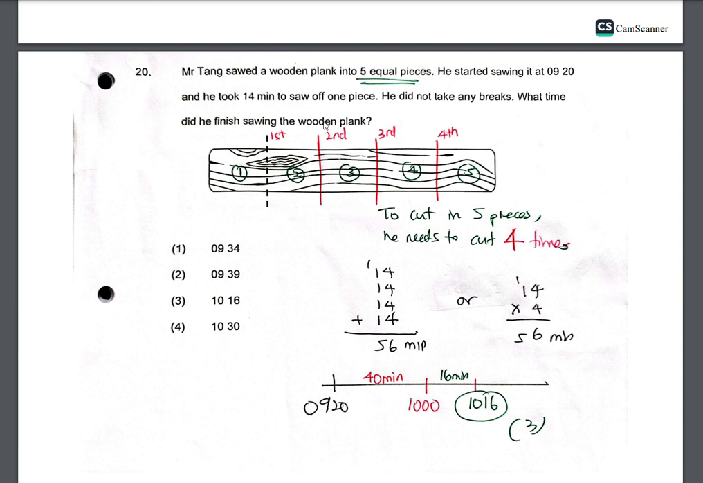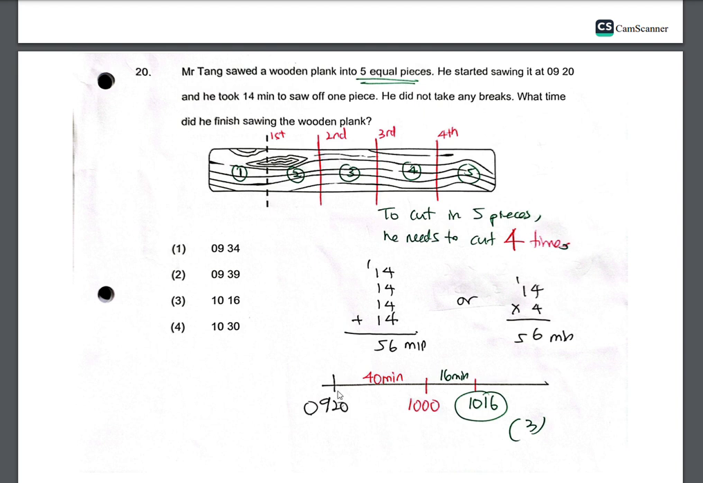Let me show you. 1 time, 2 times, 3 times, 4 times. Then you get 1, 2, 3, 4, 5 pieces. He spent 14 minutes to saw off one piece. So 4 times of this will be 56 minutes. I can either add 4 times of 14 or multiply by 4. Then he started at 9:20, right? So how do I get 56 minutes later?